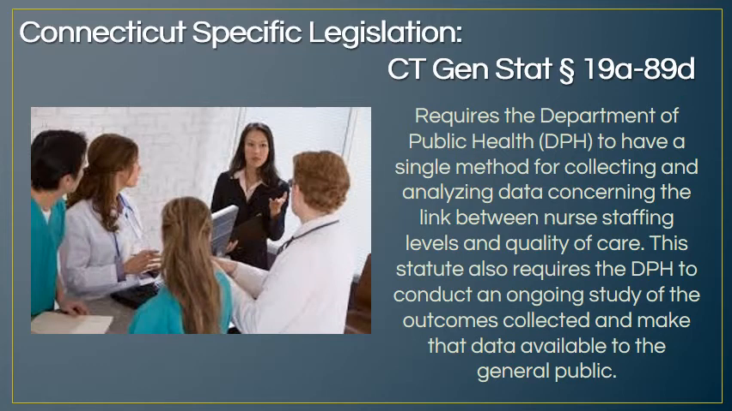Connecticut-specific legislation. Connecticut currently has two active laws that apply to nurse staffing, both of which have been updated since the Affordable Care Act was passed in 2010. The first, Connecticut General Statute 19a-89d, requires the Department of Public Health to have a single method for collecting and analyzing data concerning the link between nurse staffing levels and quality of care. This statute also requires the Department of Public Health to conduct an ongoing study of the outcomes collected and make that data available to the general public.